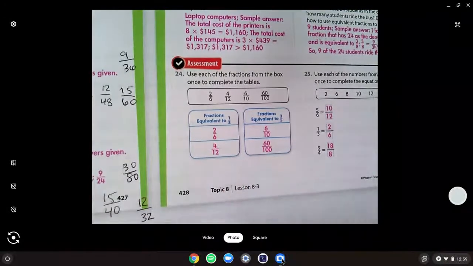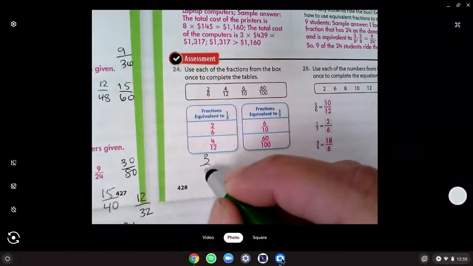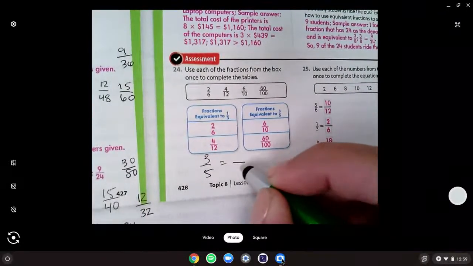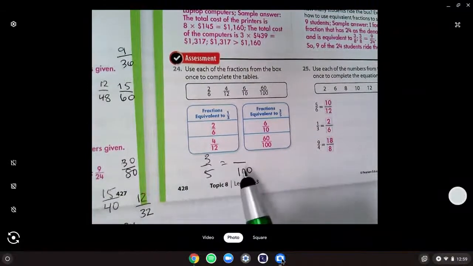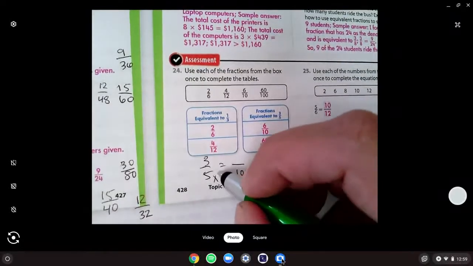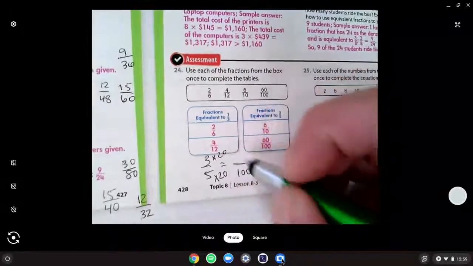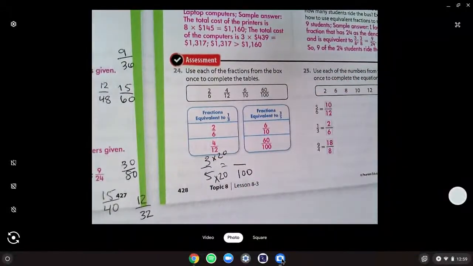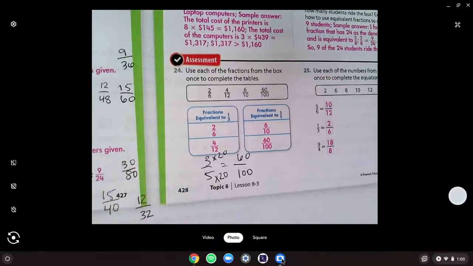60 hundredths. All right, well, how do we go from, let's see, we start at 3/5, and we want to get to 100. Can we multiply 5 by anything to get to 100? 5 times 20, right? 5 times 2 is 10, and one more. And then 3 times 20 is 60.